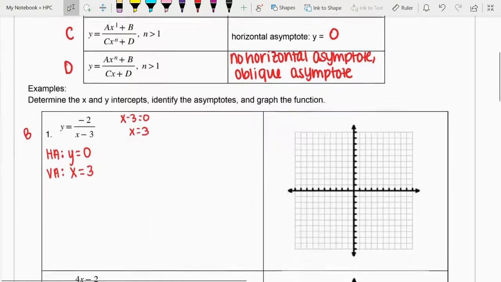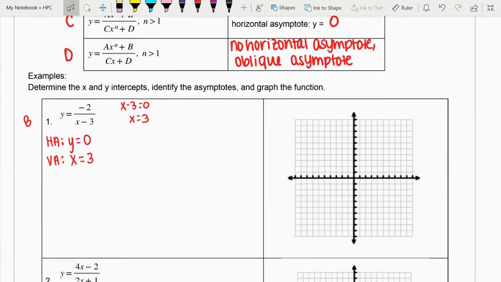Okay, next we can go ahead and identify our x and y intercepts. So my x-intercept, I'm going to set y equal to 0. So 0 equals -2 over x minus 3. This would not be possible because if I multiply both sides by x minus 3, I'm going to get 0 equals -2. That is not true, so there are no x-intercepts.